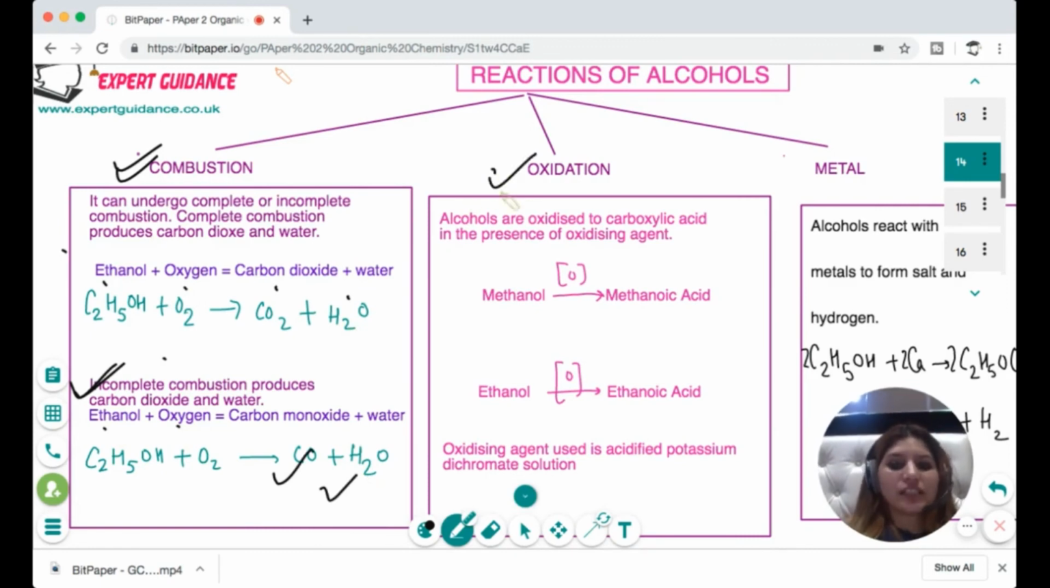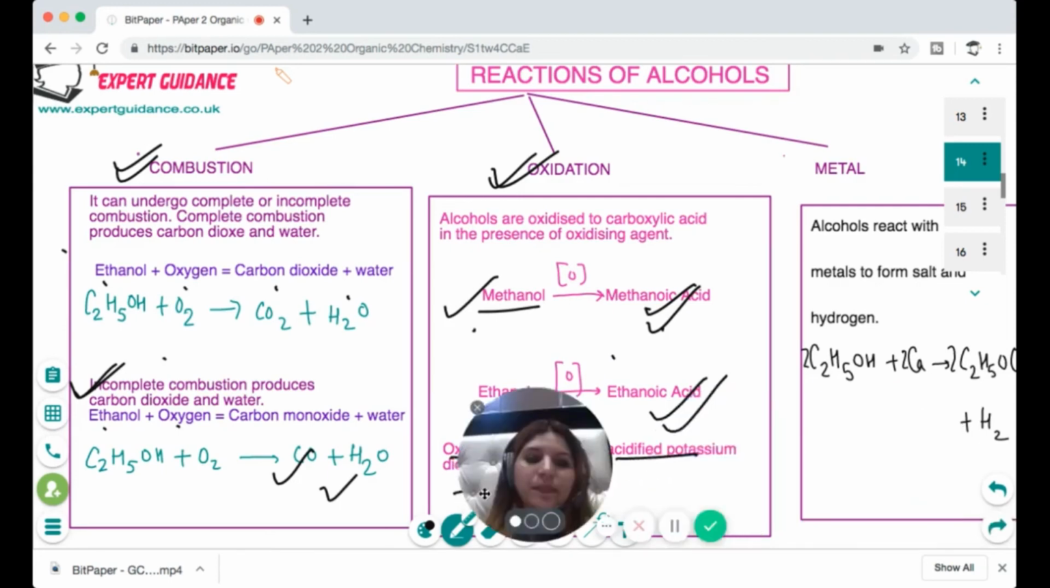Next is the oxidation. When you oxidize an alcohol, it converts into the corresponding carboxylic acid. So methanol will convert into methanoic acid, ethanol will get converted into ethanoic acid, propanol will convert into propanoic acid. And for this, you require an oxidizing agent, which is generally potassium dichromate.